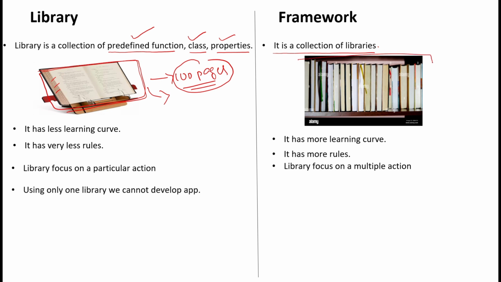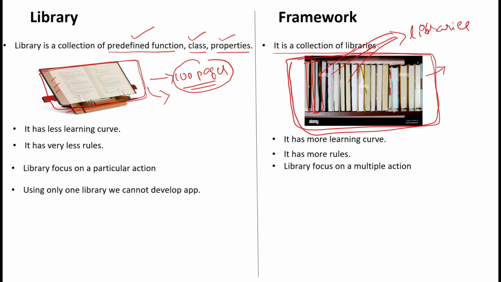So simply imagine this is a framework. This framework has a number of libraries in it, and each book we can consider as a library. So think, imagine, this book has 100 pages. Suppose we have around 15 books here, each book having 100 pages. Now we have 1500 pages.